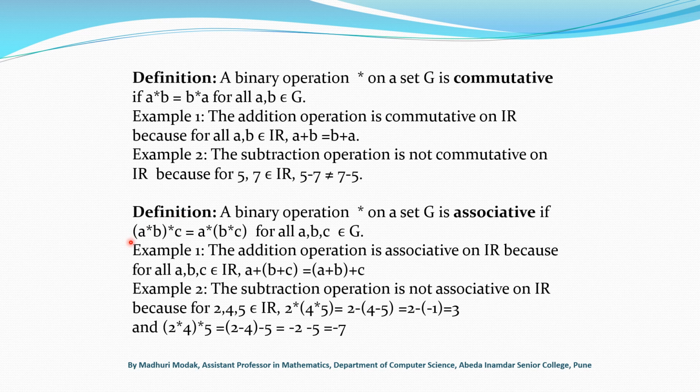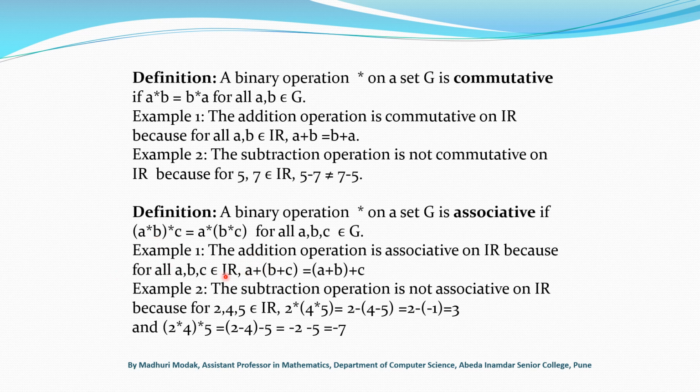Then we find the right side. While finding the right side, first we find the answer of the bracket, that is B star C, and then A together with the answer in the bracket, and then we compare LHS with RHS. If both are equal, then the binary operation star is associative, otherwise not. Or you can start with LHS and then simplify it. If we reach the right side, then also it shows that the binary operation star is associative.